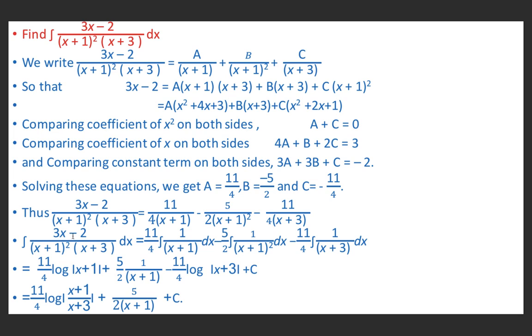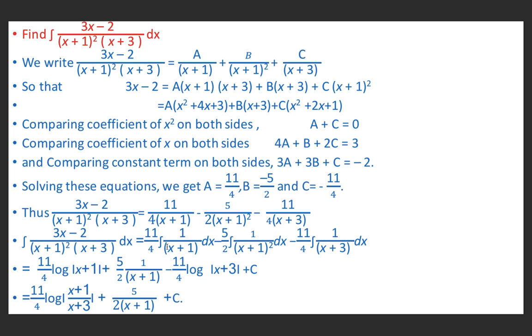So integration of 3x minus 2 upon x plus 1 whole square x plus 3 dx is equal to 11 upon 4 integration of 1 upon x plus 1 dx, minus 5 upon 2 is constant, integration 1 upon x plus 1 whole square, 11 upon 4 is constant, minus 11 upon 4, 1 upon x plus 3 dx. I have written the constant terms outside the integration sign because we are integrating with respect to x. Inside here we have 1 upon x plus 1, here we have 1 upon x plus 1 whole square, we have 1 upon x plus 3.